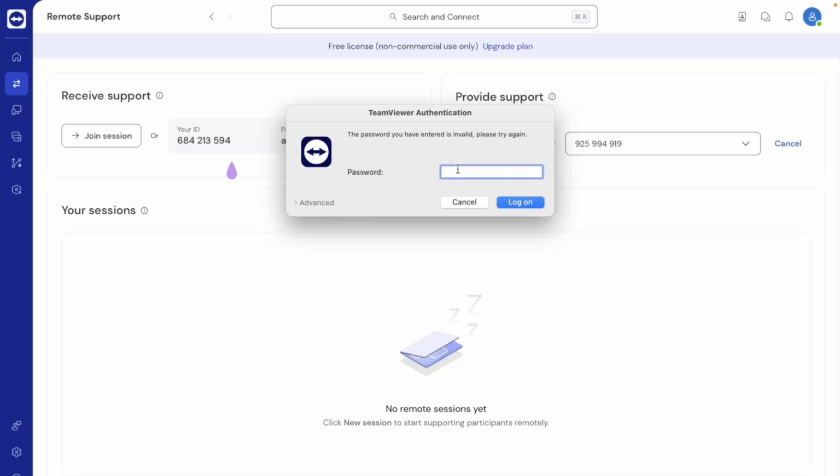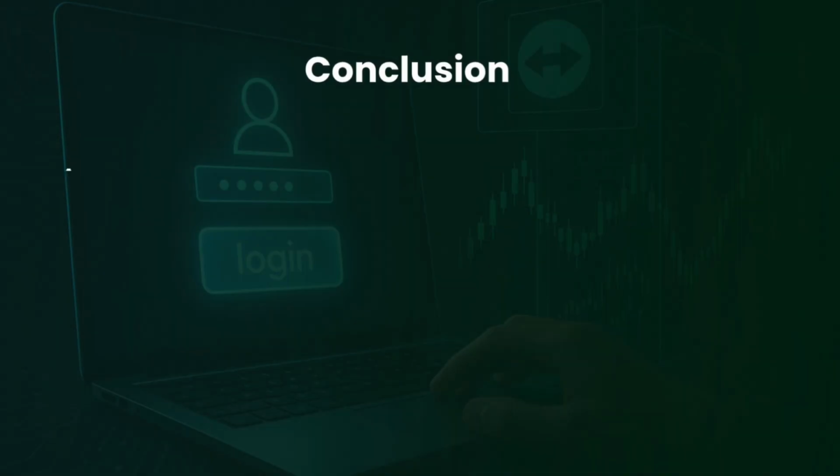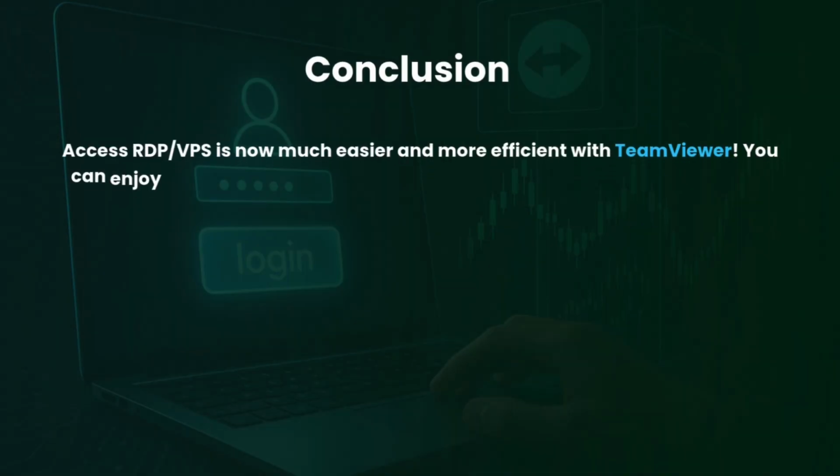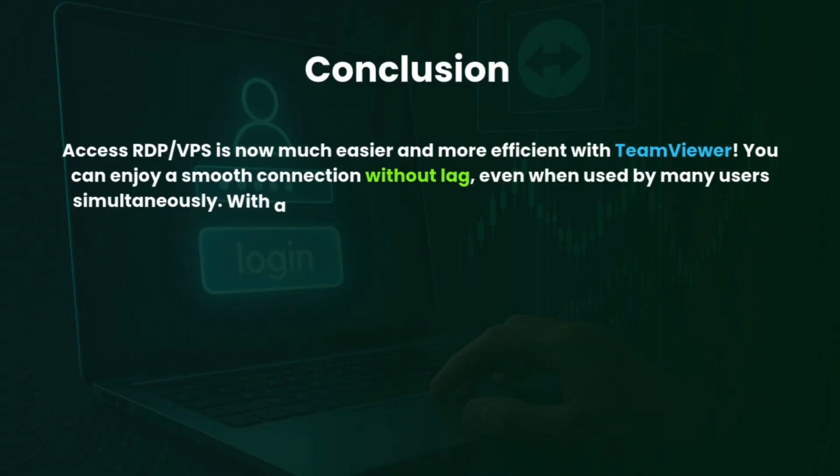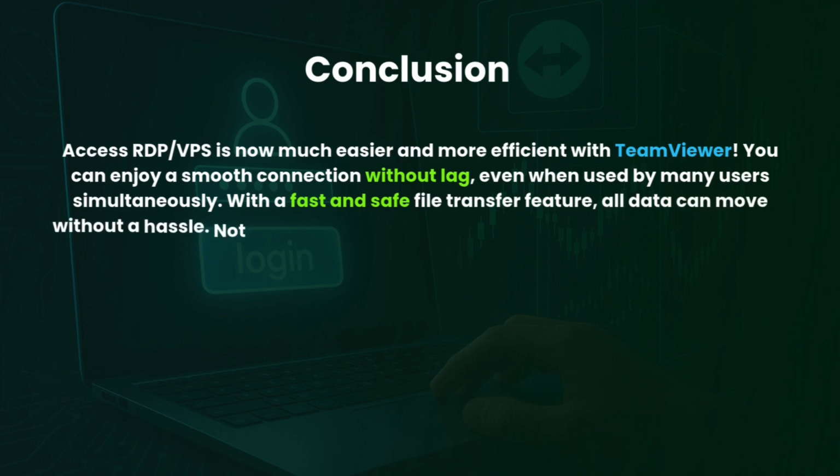Step 4. Enter the password. Enter the TeamViewer password in VPS, then click Log On. That's all it takes. With just a few simple steps, you can now access your Forex VPS via TeamViewer with ease.